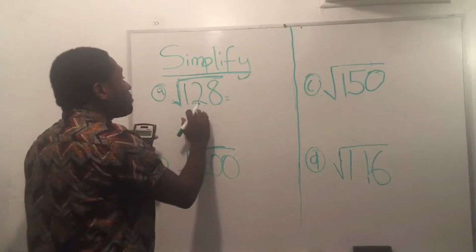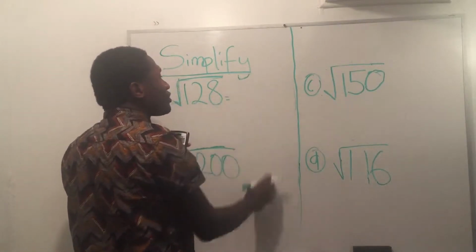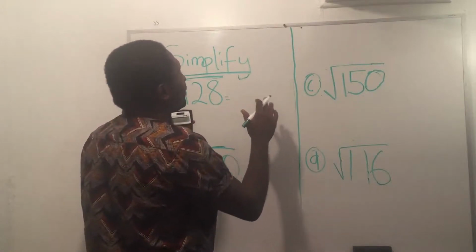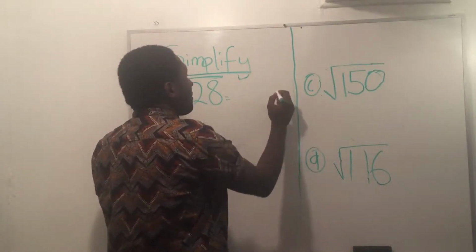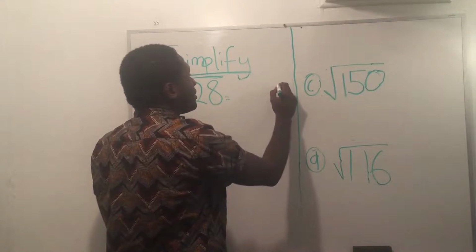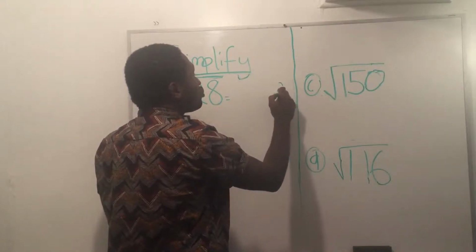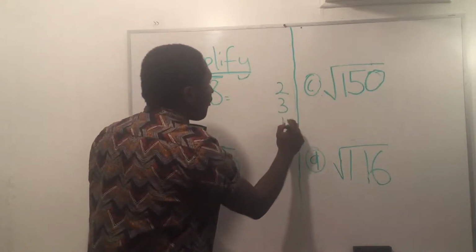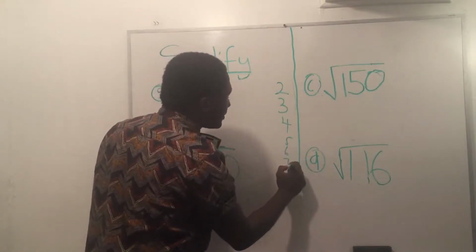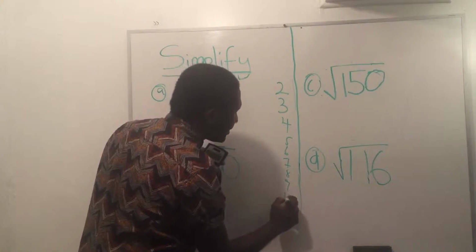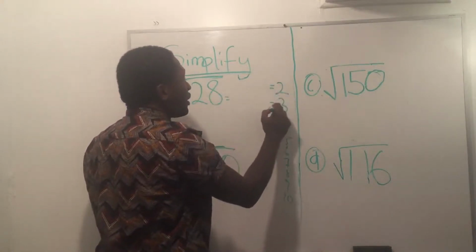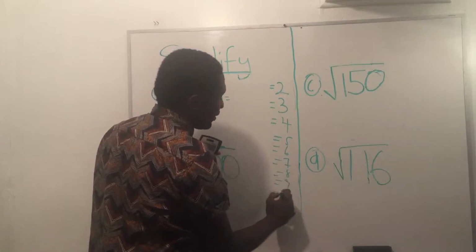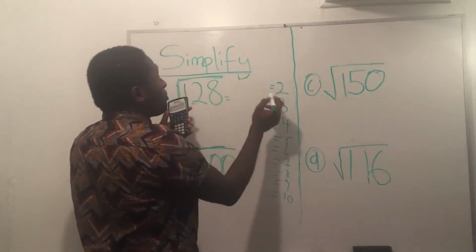Because I had a decimal, that means I have to know all my perfect squares. So I'm going to have to create something here. Figuring out my perfect squares is easy. I'm just going to put 2 up to 10: 2, 3, 4, 5, 6, 7, 8, 9, 10. So we're going to create our perfect squares right now. These will be my perfect squares.